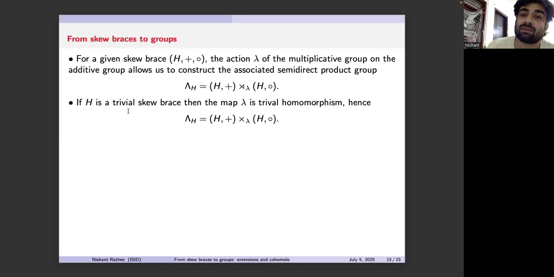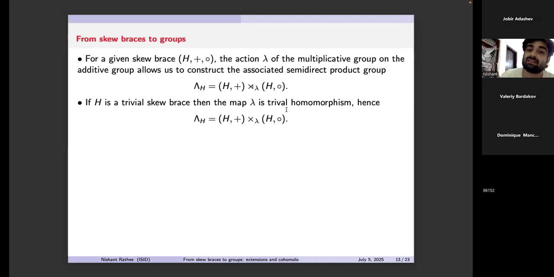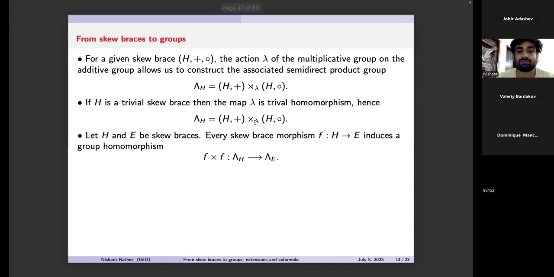And if H is a trivial skew brace, then this lambda is a trivial homomorphism, and you're okay. So this is a typo. It should be just a diamond. So in the case of trivial skew braces, you just get a direct product. So this lambda is a typo. Sorry about that. So okay.